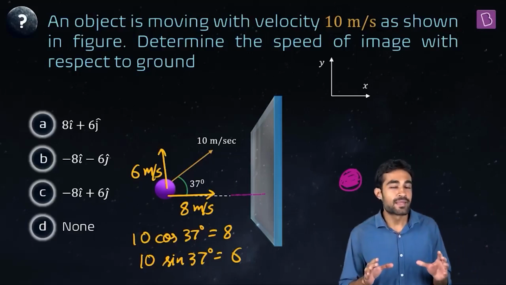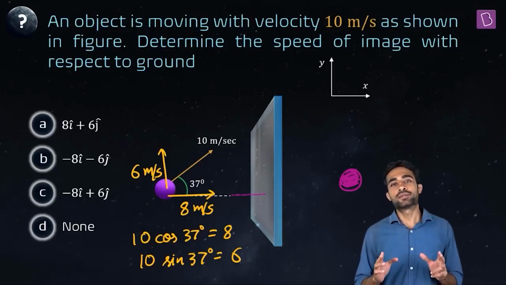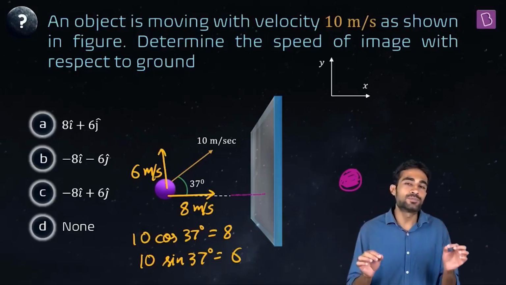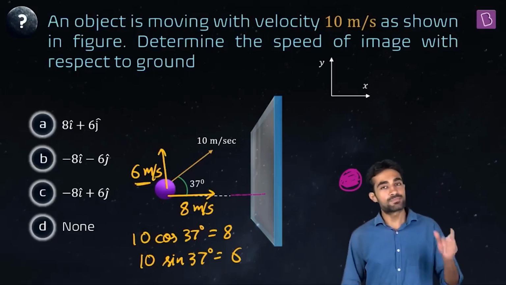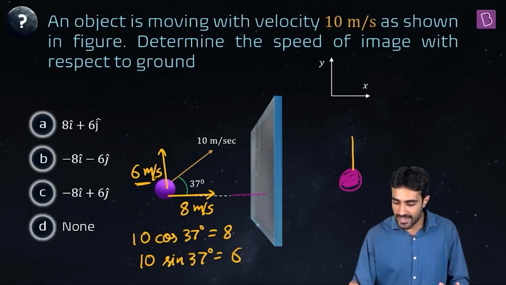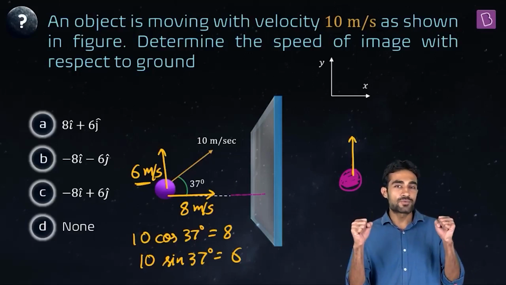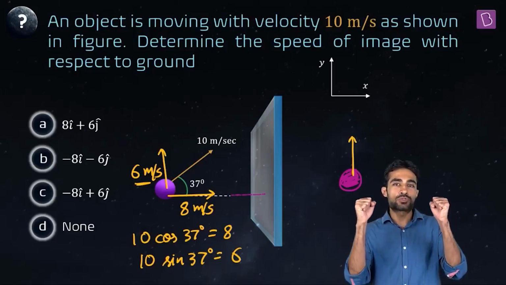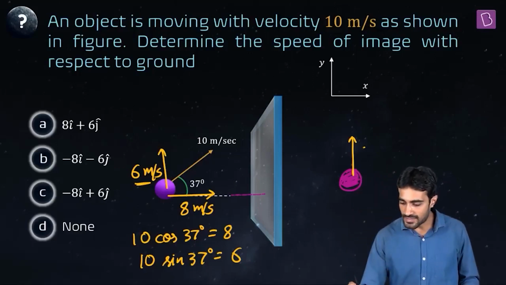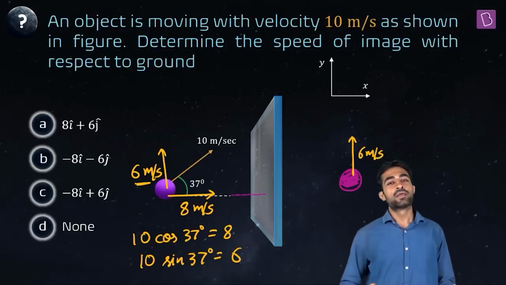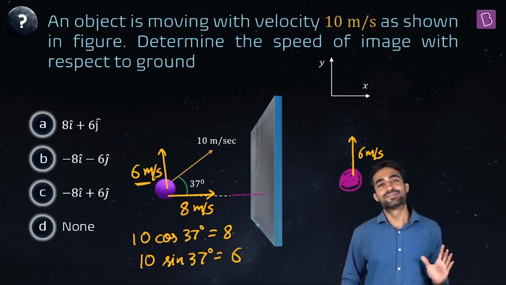The thing is, the component of velocity which is parallel to the mirror remains the same for both the object and image. This means this 6 meter per second which is parallel to the mirror will be the same for the image also. So as the object is moving in the upward direction with 6 meter per second, the image will also be moving with 6 meter per second in the upward direction. So let's mark 6 meter per second over here. What about the other component? Well, that will get reversed.